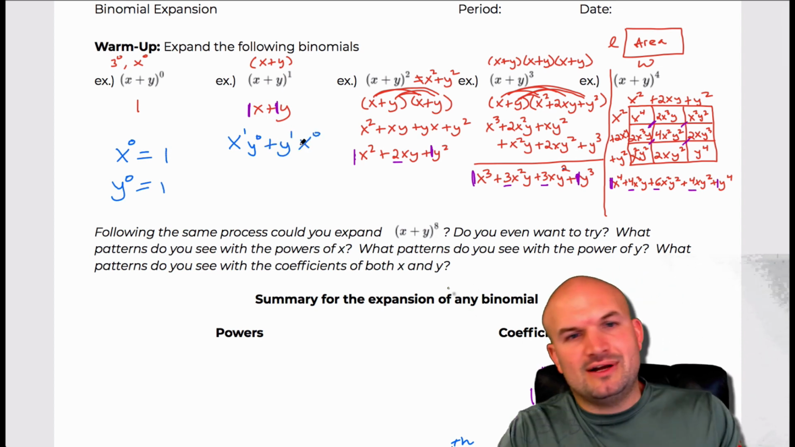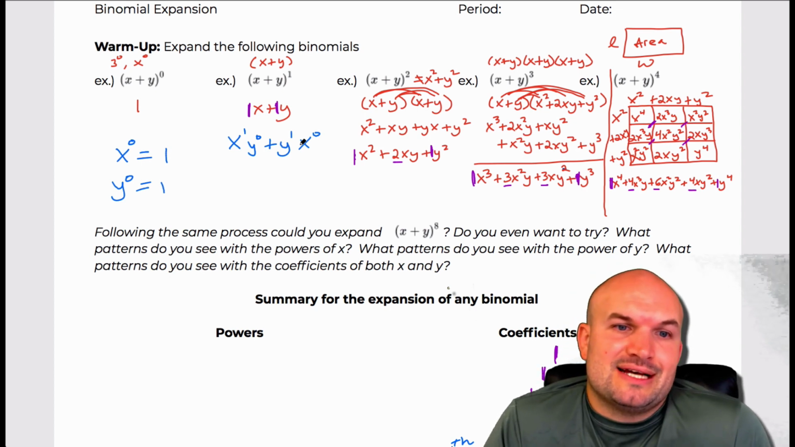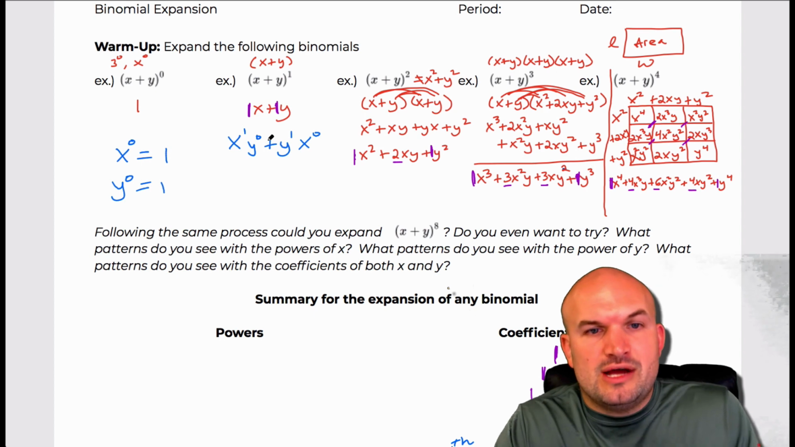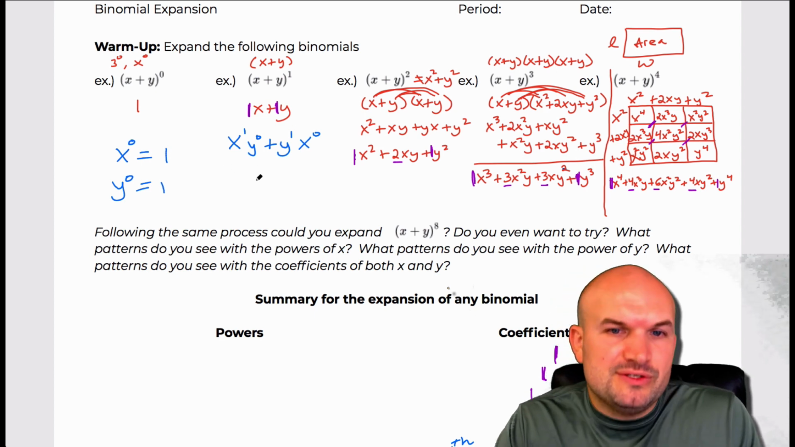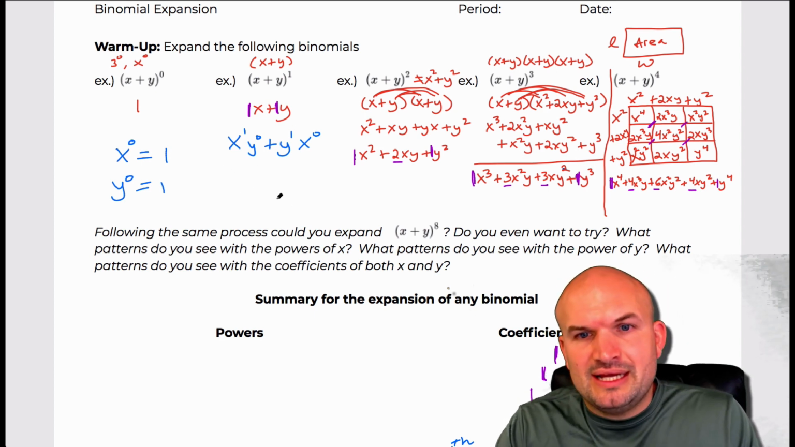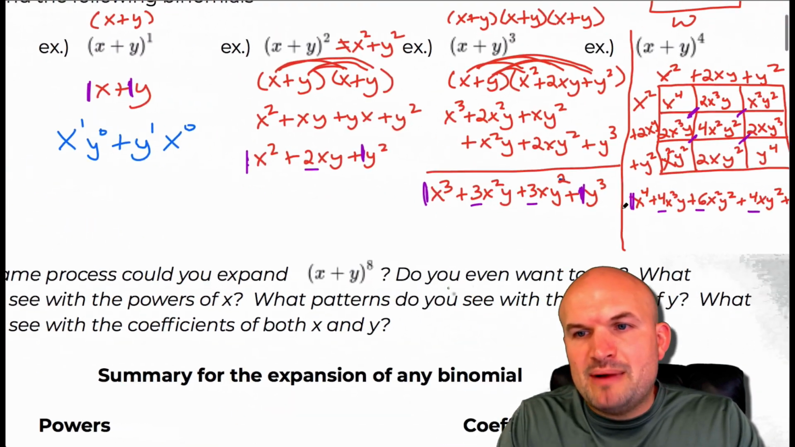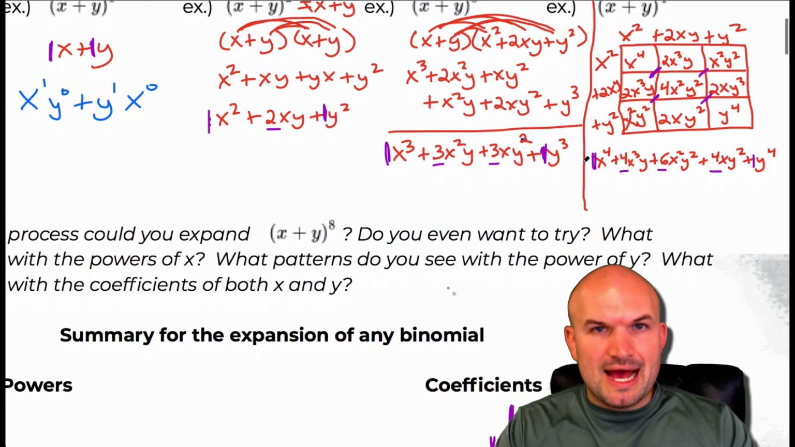And you might say, well, why would I even do that? Okay, it makes sense. x to the 0 is 1, y to the 0 is 1. That doesn't change x plus y. But why would we do that? Well, the reason is, as we start getting into larger binomial expansions, we can start to see there's a pattern.